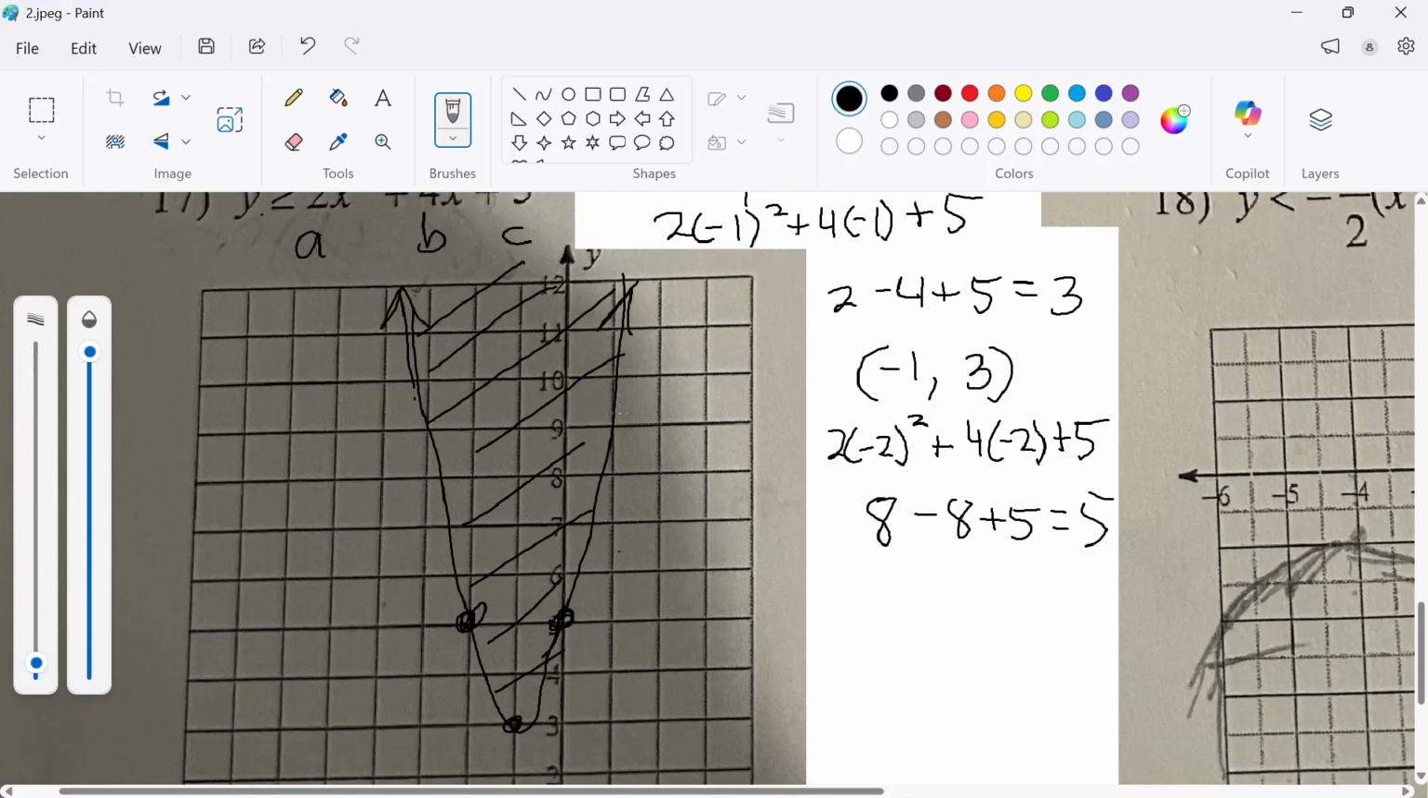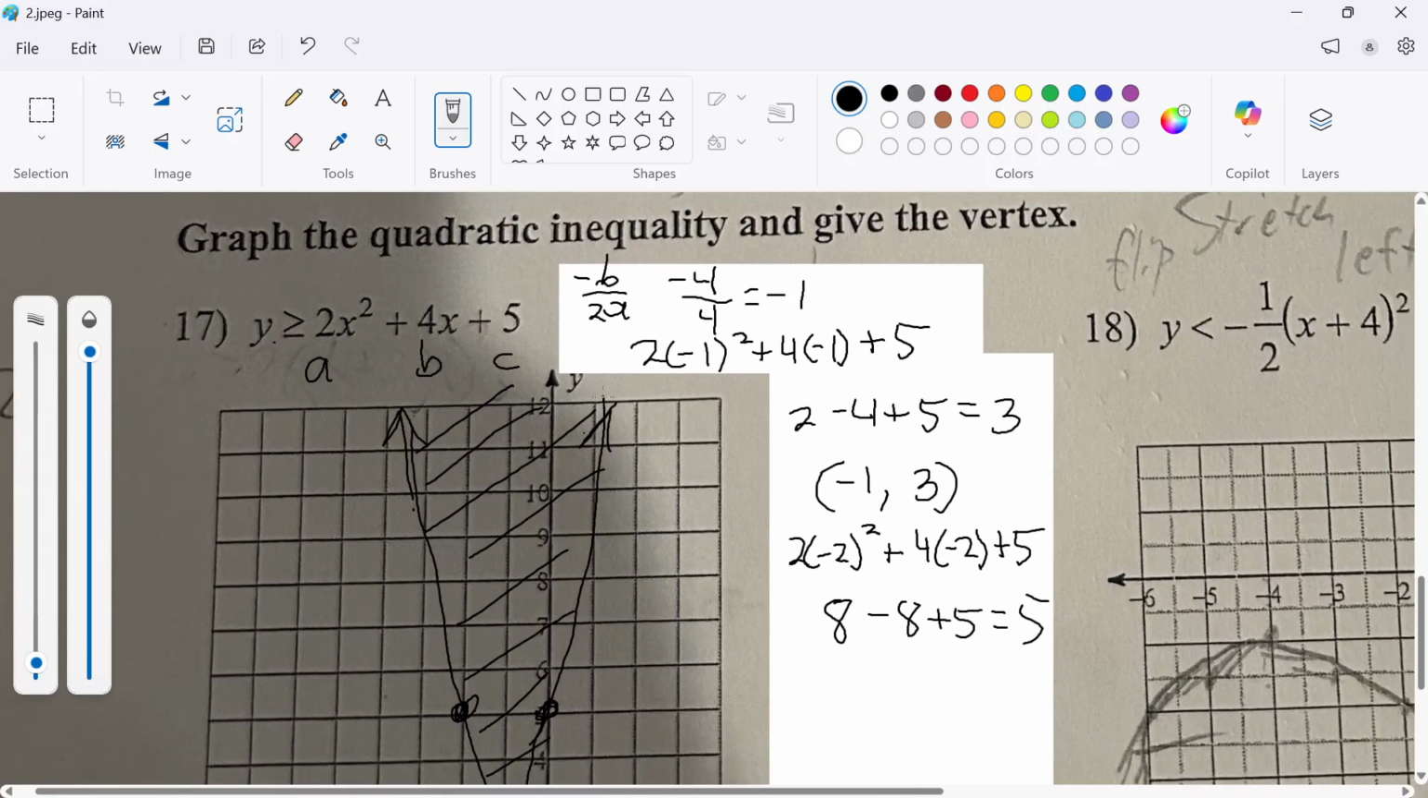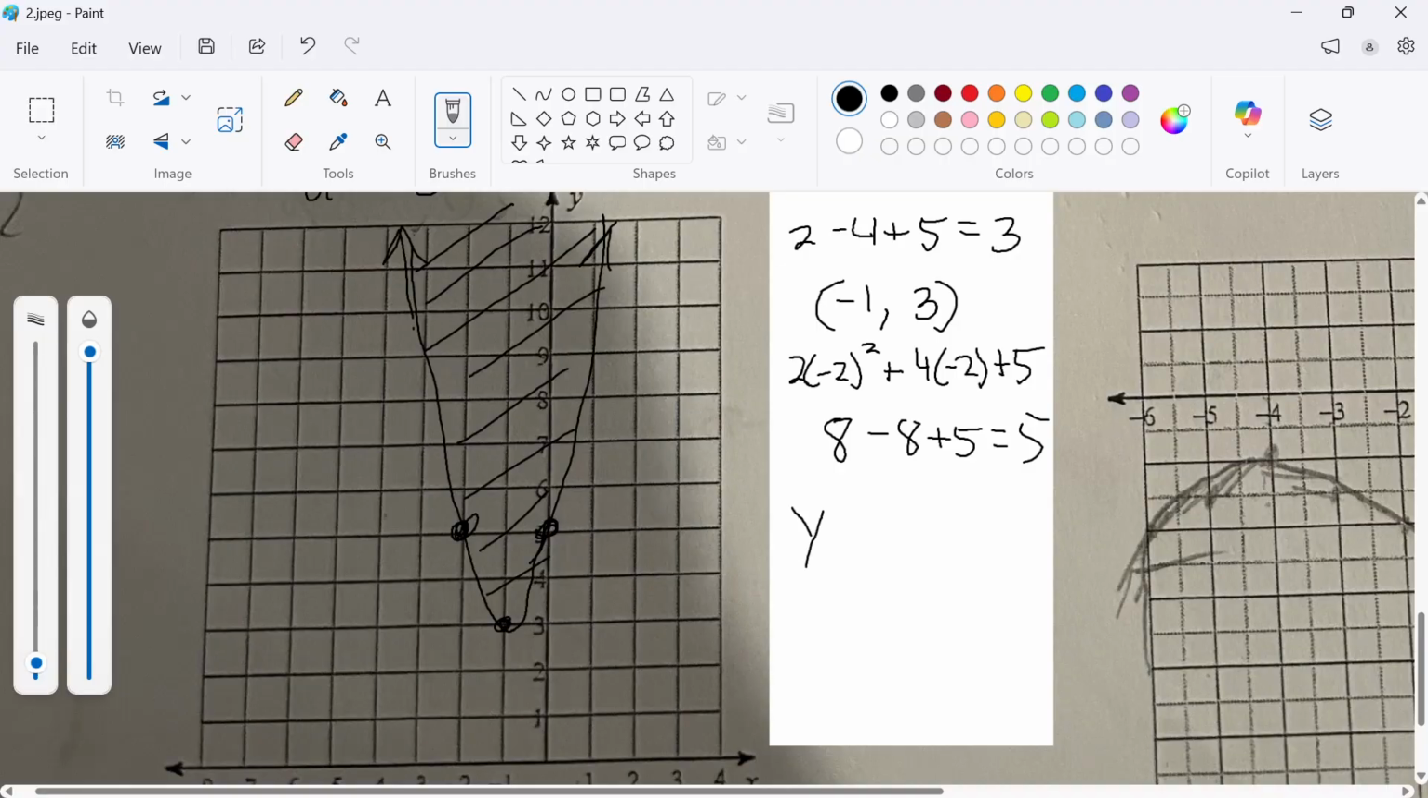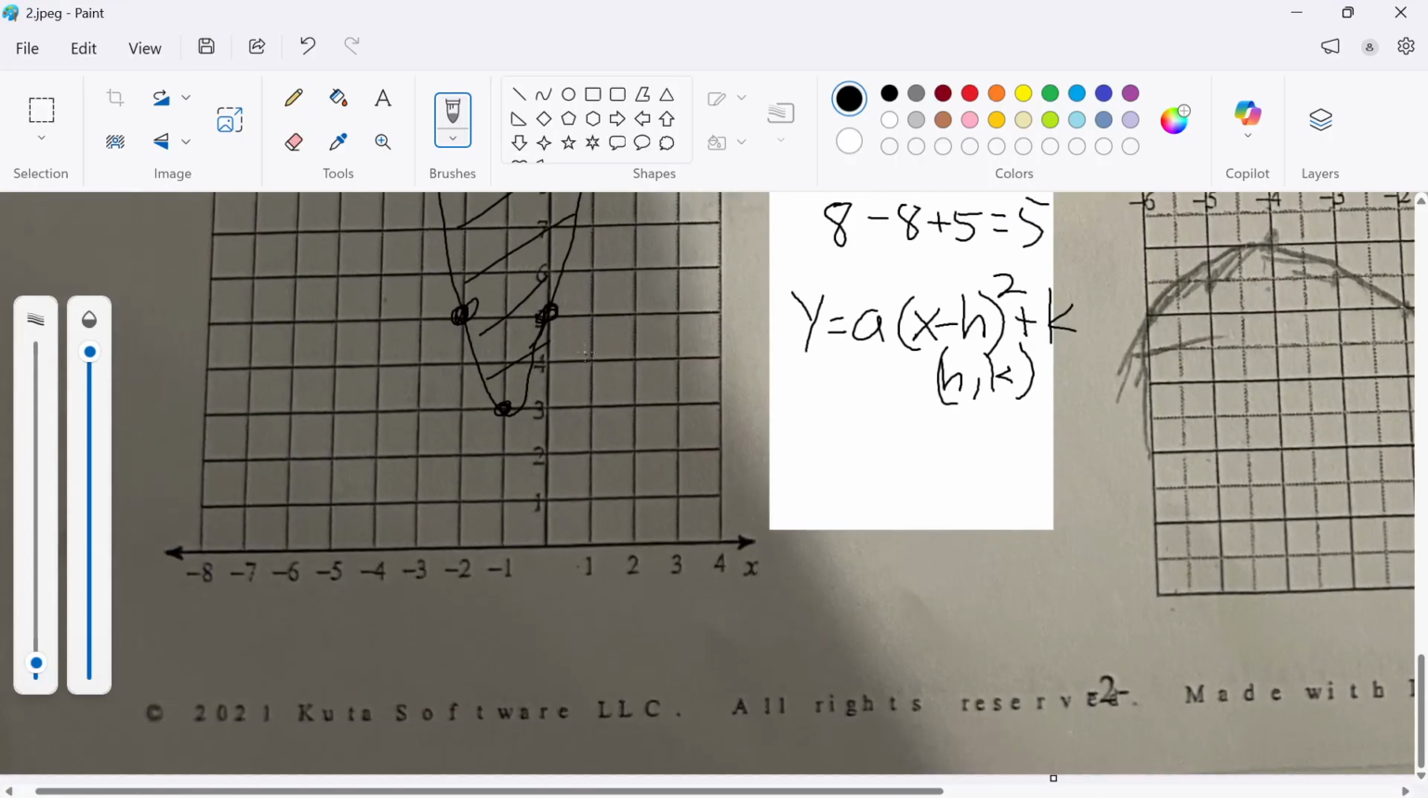Now I will do it the other way, where I complete the square to find the vertex form of the equation. The vertex form is y equals a times x minus h squared plus k, where (h, k) is the vertex. I will do this by completing the square, so I'm going to write 2x squared plus 4x, and I'll put the 5 over here. I want to factor 2 out of those. I always want whatever's in front of x squared to just be 1 when I'm completing the square. So x squared plus 2x, plus 5.